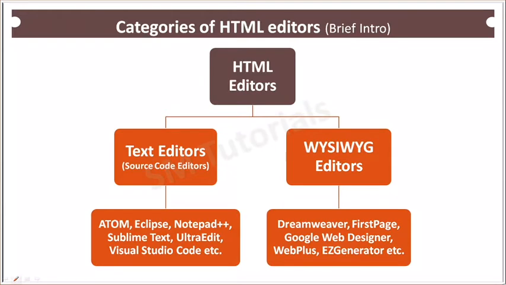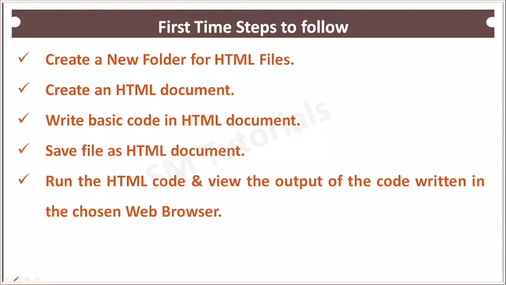Next, we move on to write our first HTML page. Here I have written a few steps. First, create a new folder for the HTML files. Next, create an HTML document and write basic code in the HTML document. Next, save the file as an HTML document, and the last one is to run the HTML code and view the output of the code written in the chosen web browser.